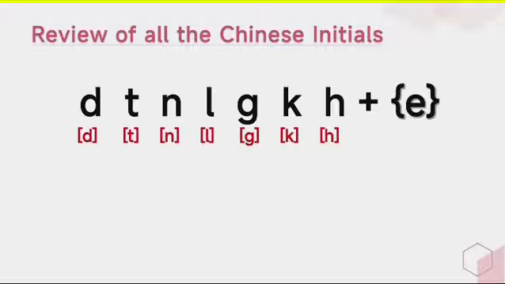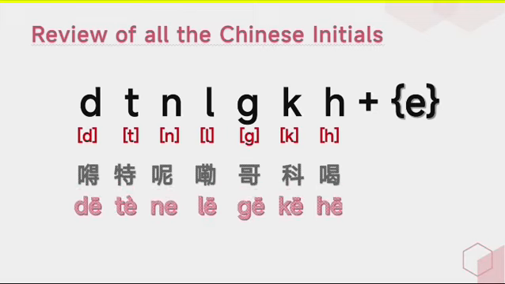D, t, n, l. As for g, k, h, we can take the English words bag for g, cake for k, and heart for h. G, k, h. Let's read the following syllables together.